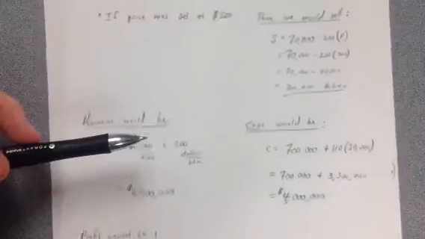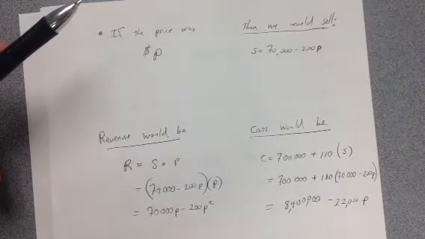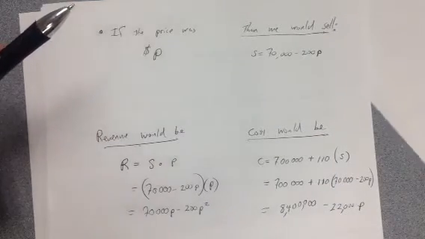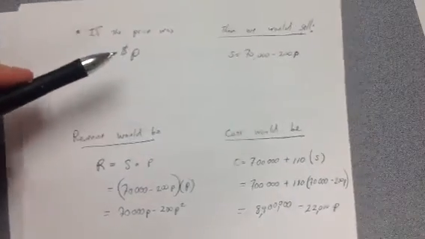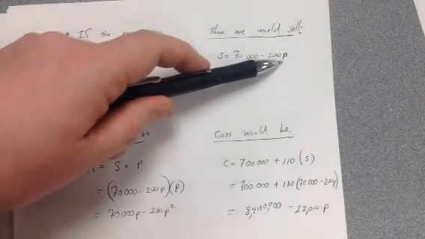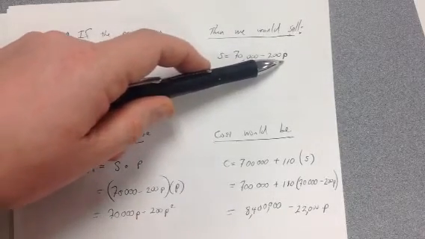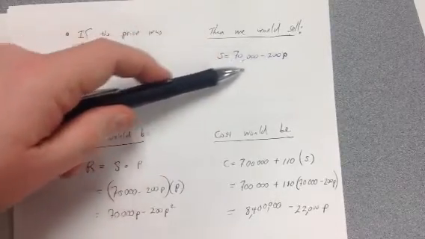Now, if you recognize the relationship between what I just did here and what I did with a $100 price, it's all the same mathematics. So if I can generalize now, I can say that if the price were P dollars, then I would sell this number of bikes. That's 70,000 minus 200P. So this is a number, and it represents the total number of bikes sold.